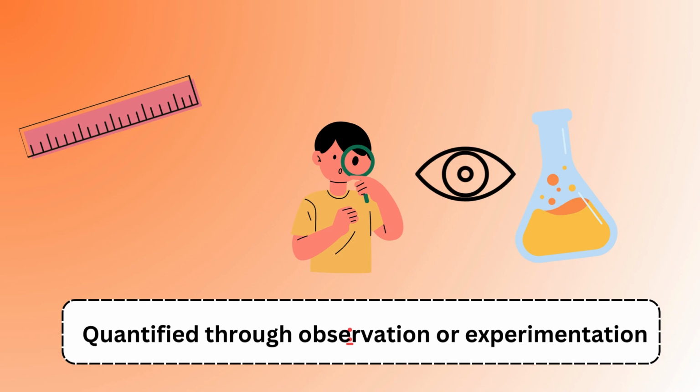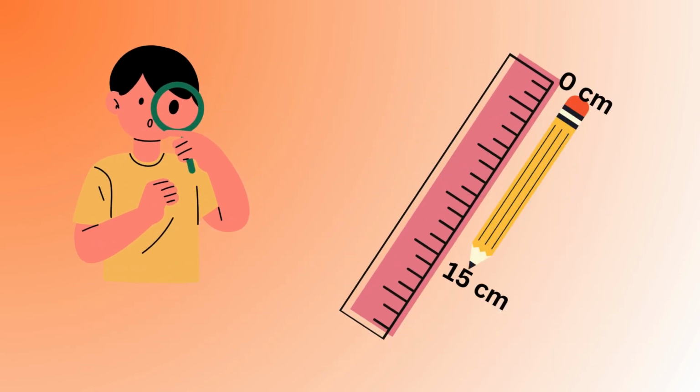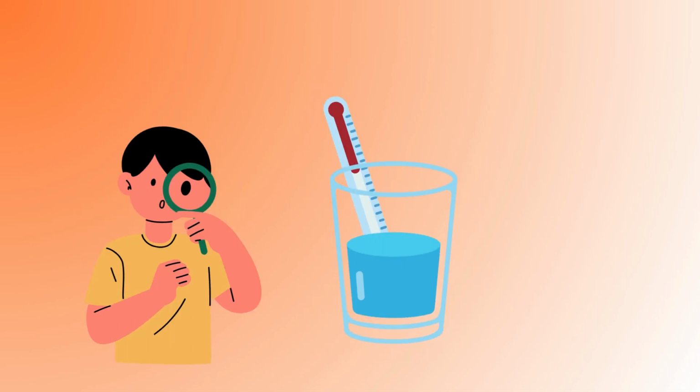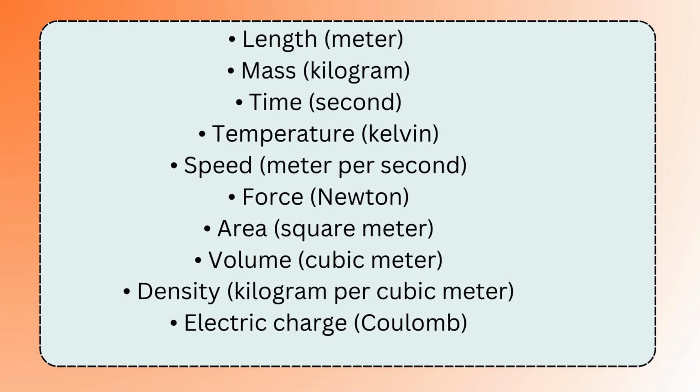Sometimes, this can be done through direct observation. For example, we can look at a ruler and see that a pen is 15 centimeters long. Other times, we might need to perform an experiment to measure the quantity. For instance, we might need to use a thermometer to measure the temperature of a cup of water. There are many different physical quantities such as length, mass, time, temperature, speed, force, area, volume, density, electric charge, and many more are all physical quantities.